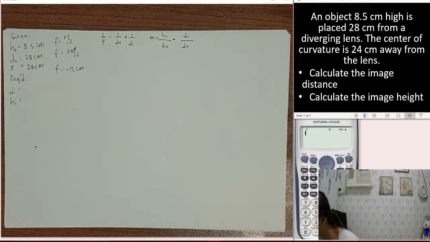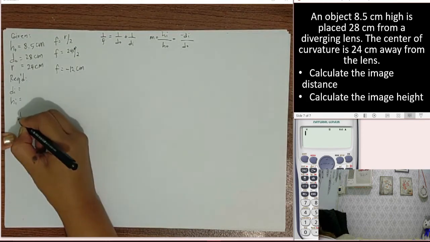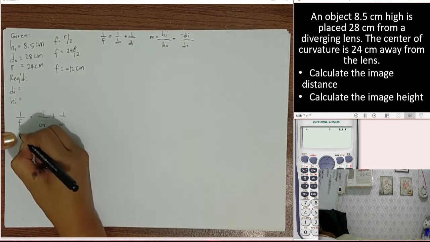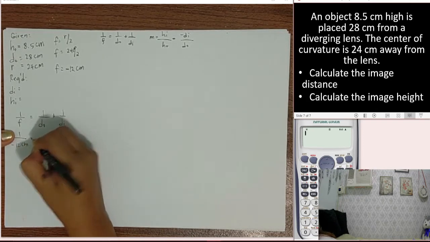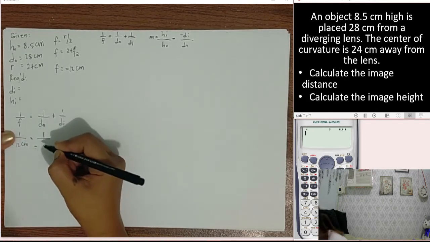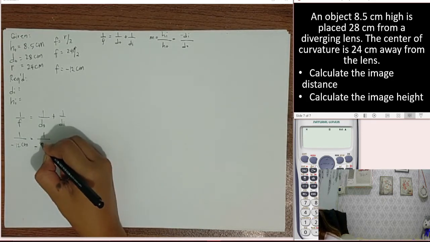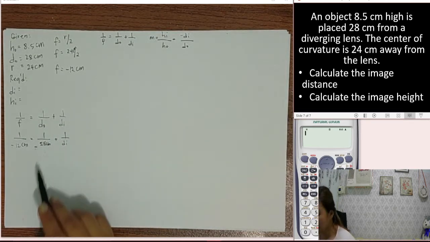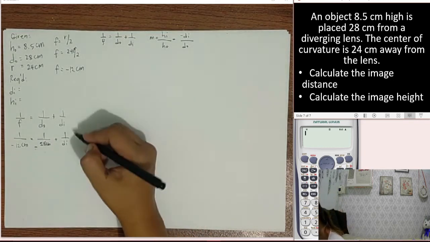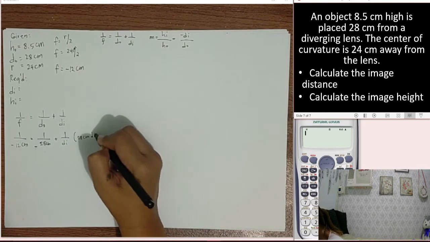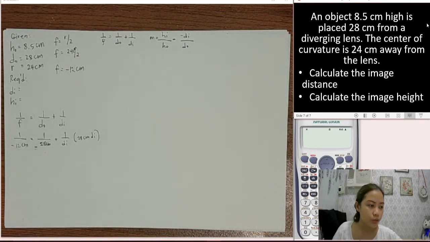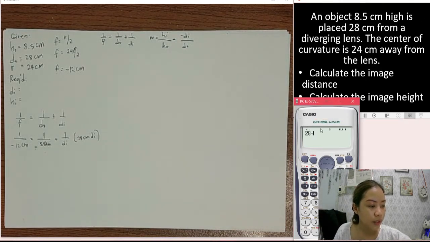Okay, so let us solve for the di. Substitute: 1 over f is equal to 1 over d sub o plus 1 over d sub i. Substitute 1 over negative 12 centimeters equal to 1 over d sub o, plus 1 over d sub i. Multiply the two denominators, the LCD is 28 cm d sub i. Distribute the 3. So 28 cm d i divide negative 12 centimeters.